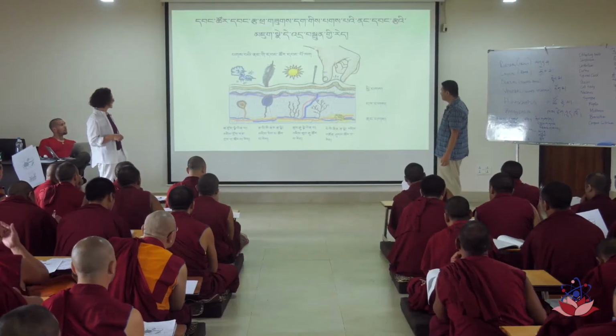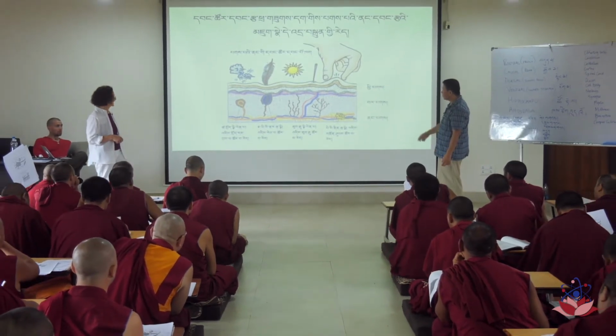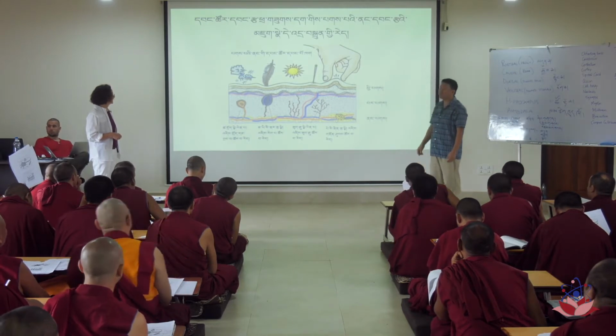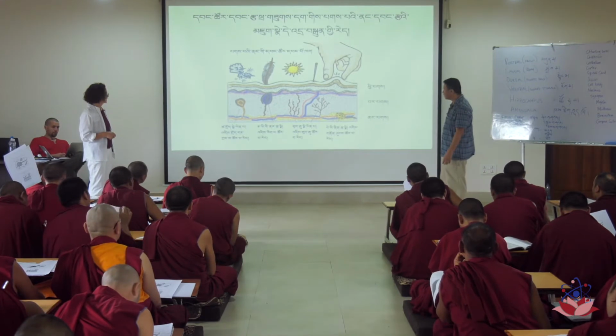And so these are called Meissner's corpuscles.